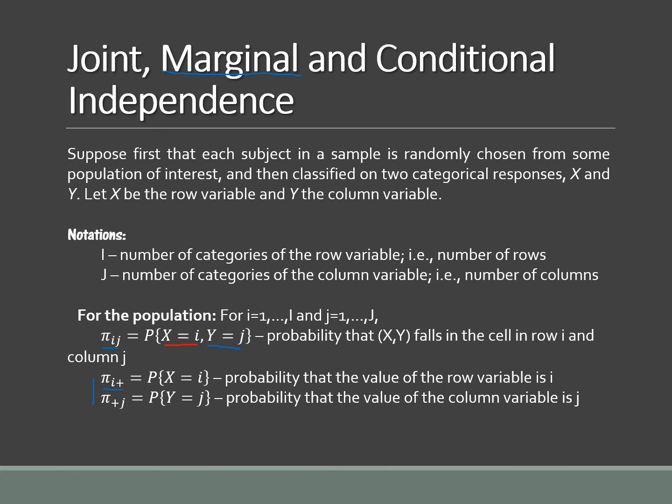This is the marginal probability of x, since we just want to know the probability that x is equal to i without consideration of the value of y. And then here is another marginal probability. This is the probability that it is in the jth column, or the probability that y is equal to j. Okay, so we have the joint pi ij, and then we have the marginal row probability pi i plus, and the marginal column probability, which is pi plus j.